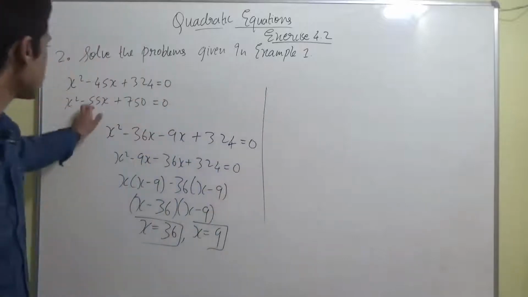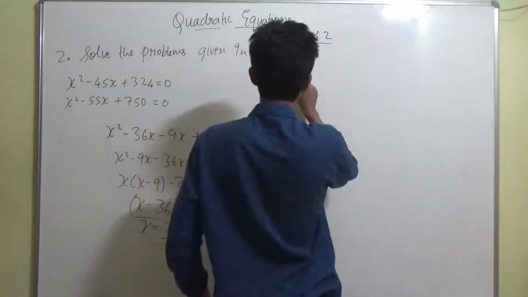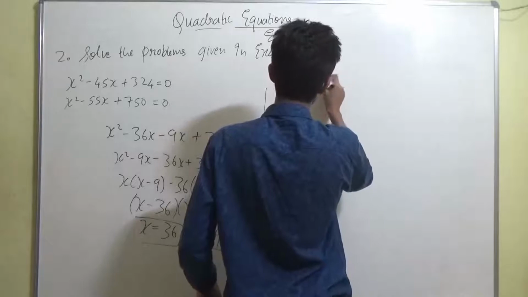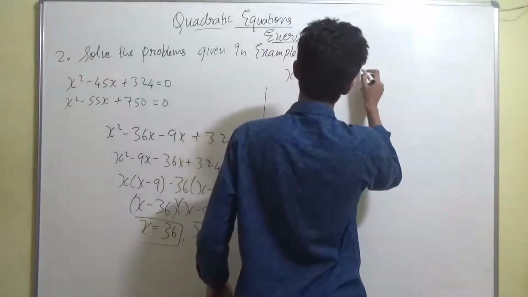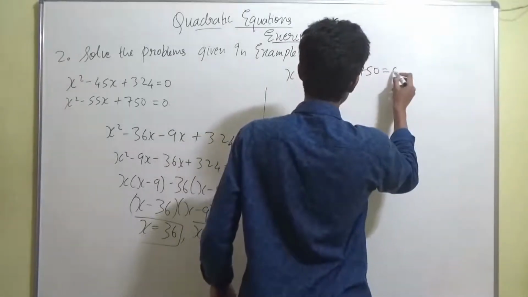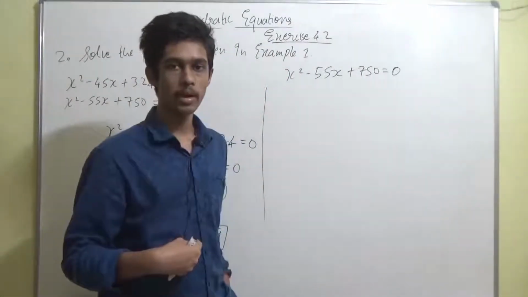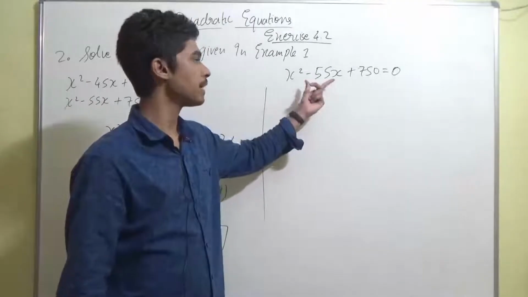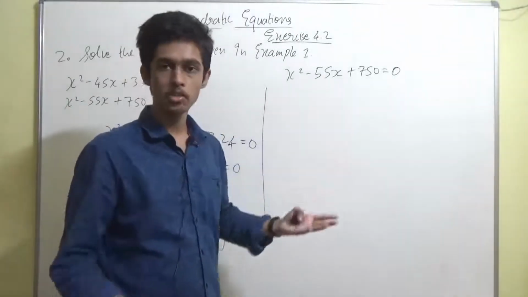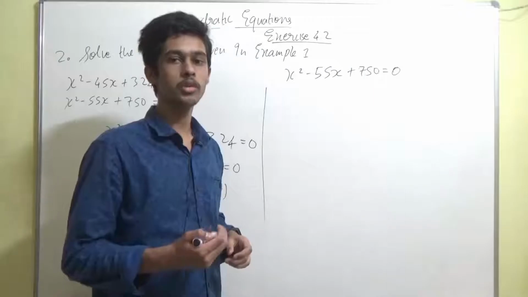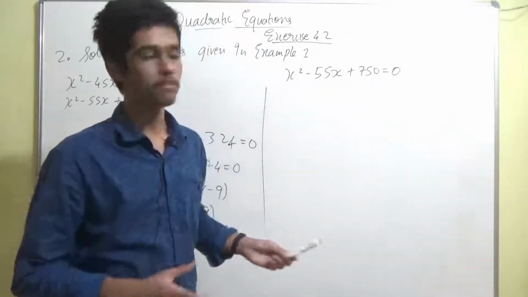Right, now let's go to the second question. Second question, you see it as x square minus 55x plus 750. Now if you see here, guys, I know one thing, 25 into 30 is 750. I know that. Okay, 25 into 30, and also 25 minus 30 gives you 55. So I already got the factors. But if you didn't get it, what will you do?